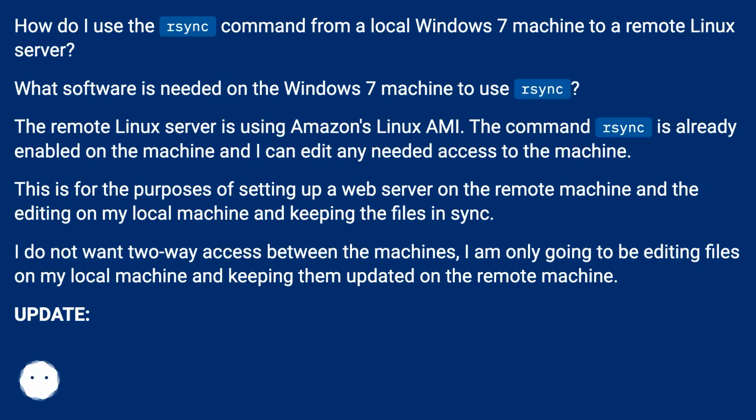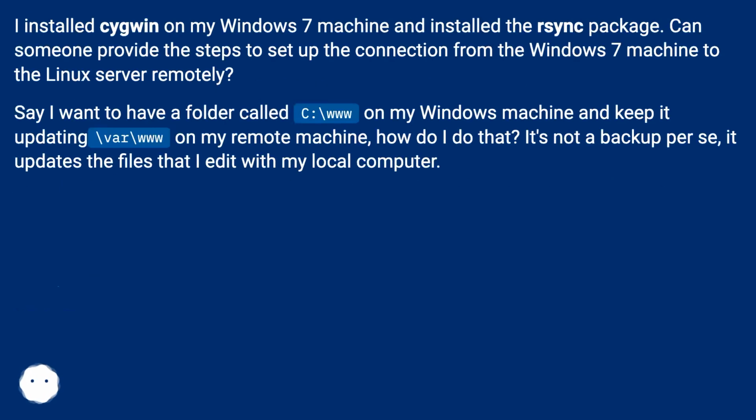Update. I installed Cygwin on my Windows 7 machine and installed the Rsync package. Can someone provide the steps to set up the connection from the Windows 7 machine to the Linux server remotely?